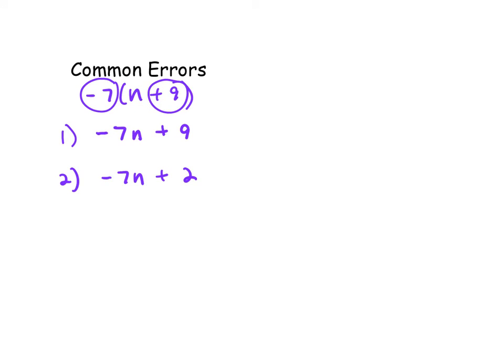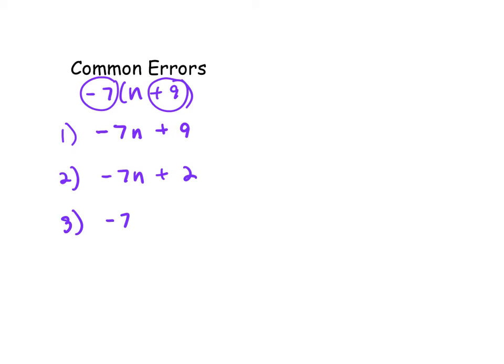The final error would be not acknowledging that we actually have a negative 7. And so, again, negative 7n, that's usually the easiest for our brain, our eyes, to see and to represent. Those two things go together after we notice a pattern. However, a common error might be writing plus 63, not acknowledging that this negative and this positive become a negative 63.